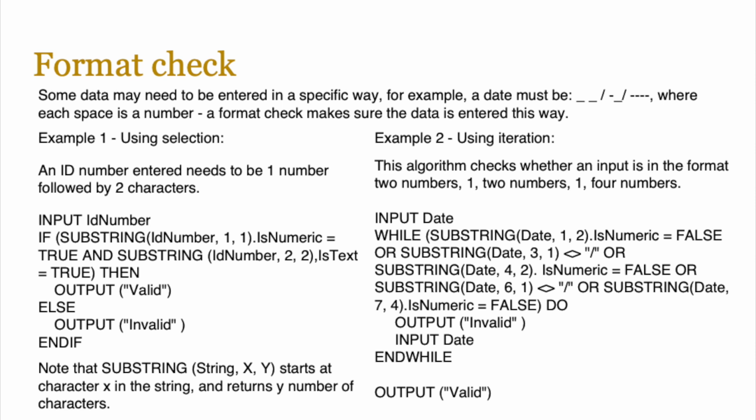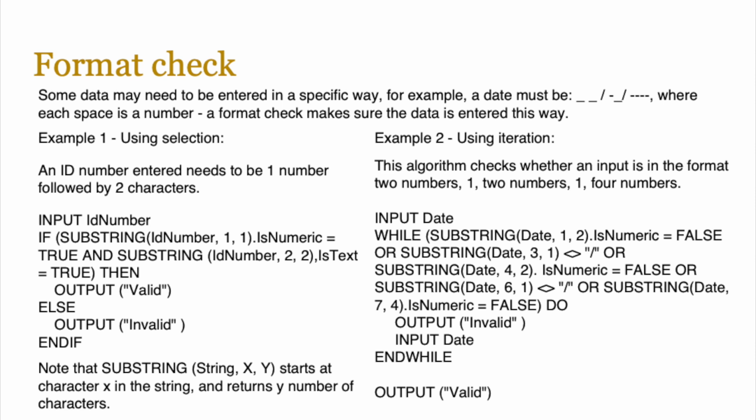So using this method, we can say substring ID number, which has been input, position 1, bring the first character back. For example, our ID number needs to be a number followed by 2 characters. So we extract the first character out and we check whether that is numeric. If that's true, and then we check the next 2 characters, substring ID number, start with position 2 and bring 2 characters out. If that is text, if that is true, then that means the output is valid, otherwise the output is invalid. So we extract the first character and check if it's number, and then we extract the next 2 characters and we check whether those are strings.